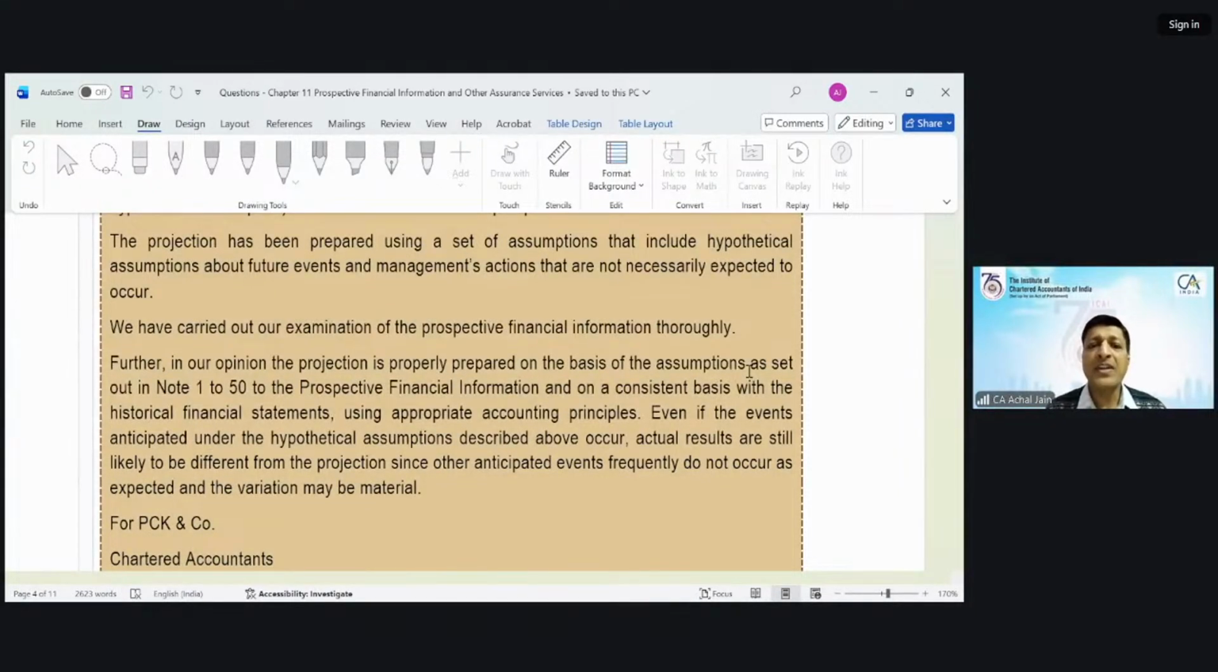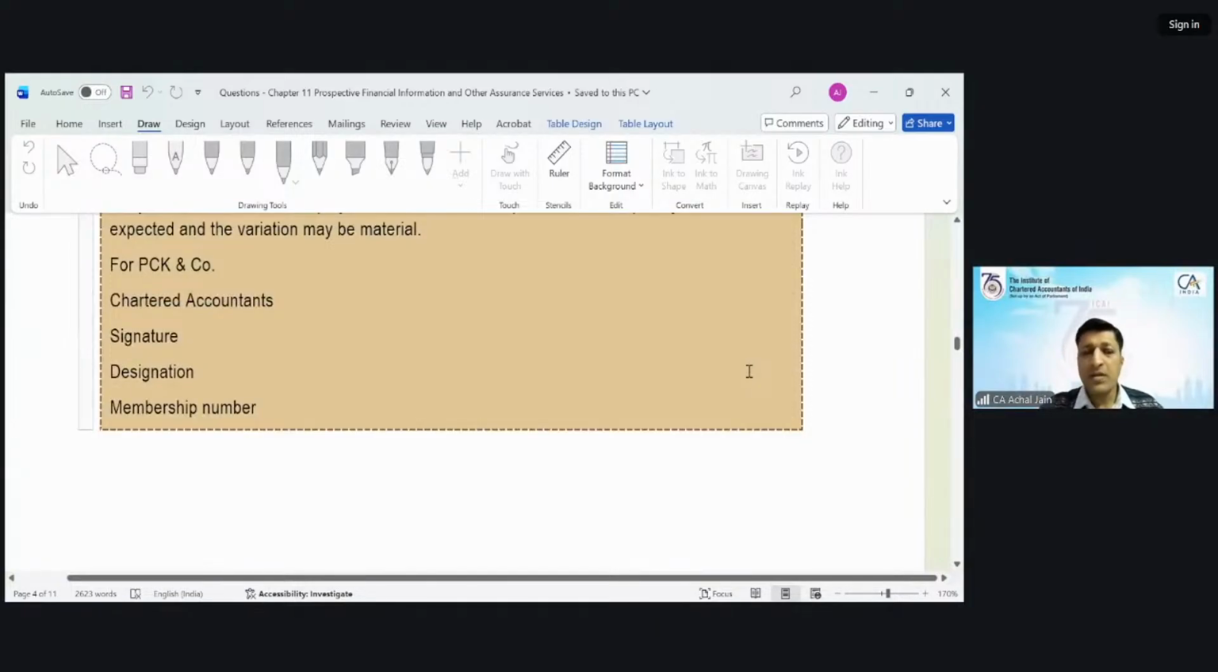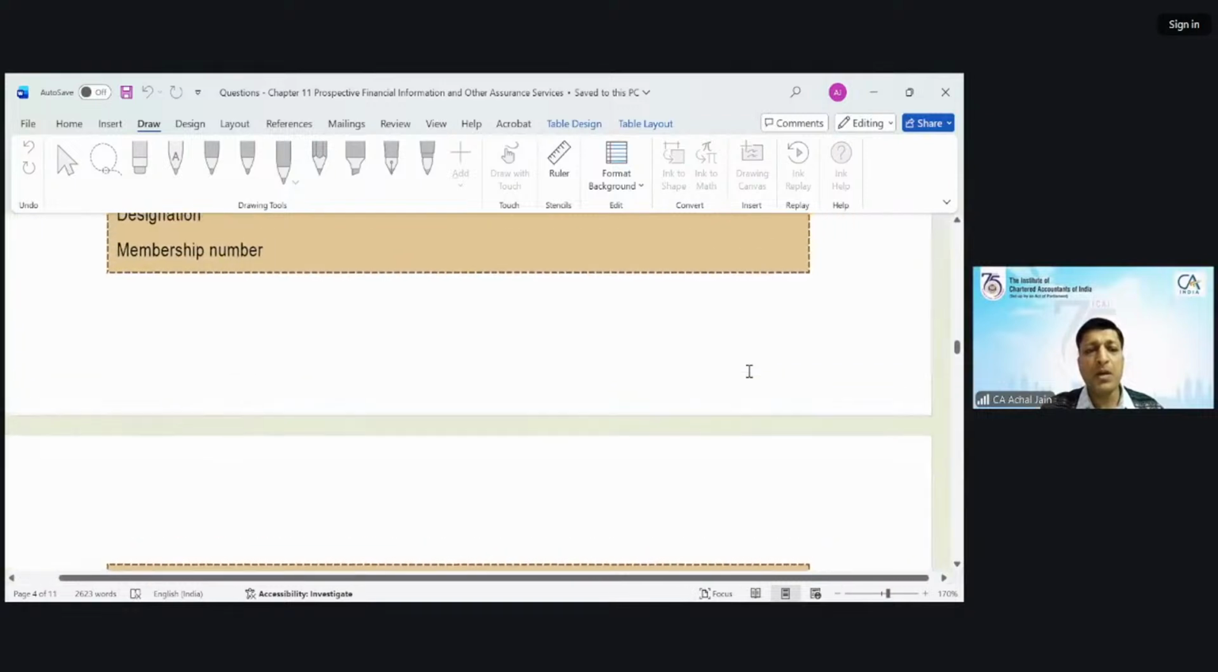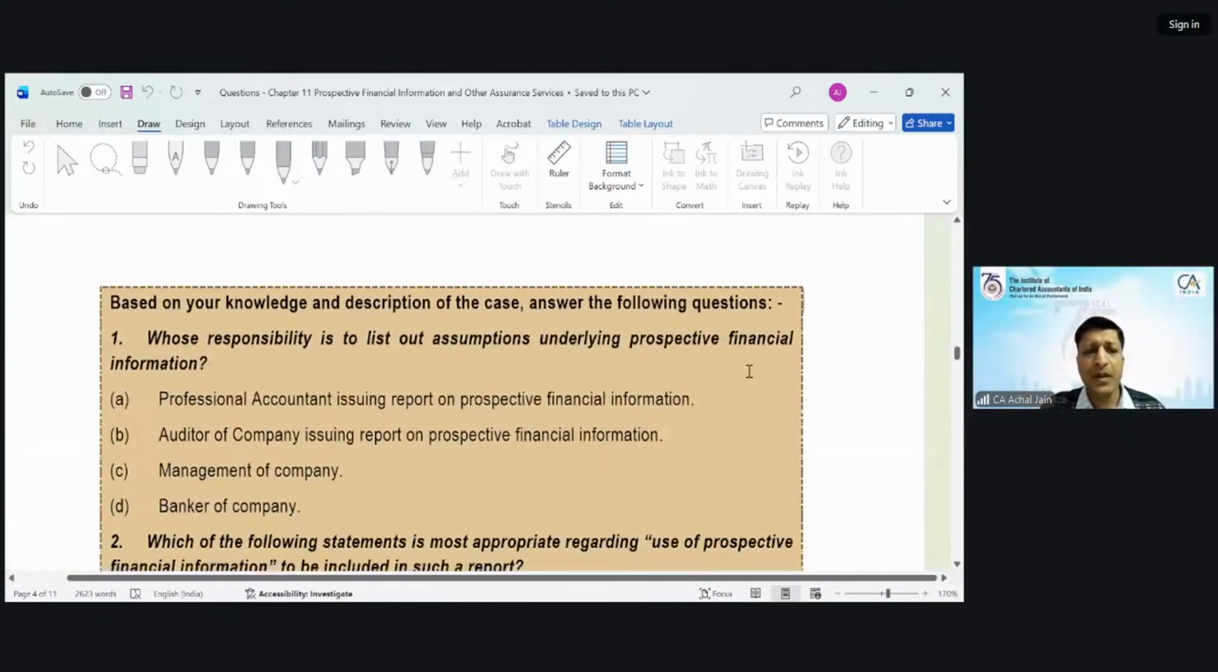We have carried out our examination of prospective financial information thoroughly. Further, in our opinion, the projection is properly prepared on the basis of assumptions as set out in Note 1 to 50 to the prospective financial information and on a consistent basis with the historical financial statements using appropriate accounting principles. Even if the events anticipated under the hypothetical assumptions described above occur, actual results are still likely to be different from the projection, since other anticipated events frequently do not occur as expected and the variation may be material. And then eventually it's signed off. The name of the firm, sign, designation, membership number, some of these things are in place.